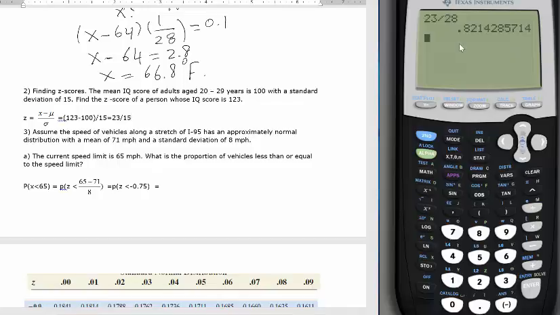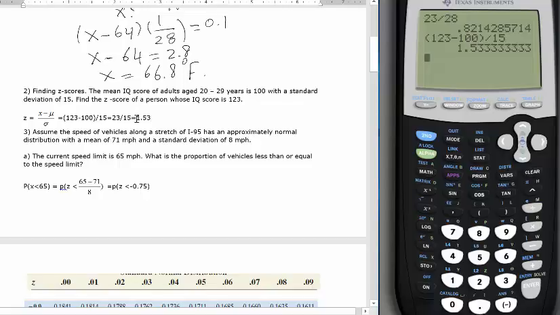If you want to do this on the calculator in one shot, make sure to use parentheses first. 123 minus 100, and then close parentheses, divide by 15. That would be 1.53. For z-score, you always have to round it to 2 decimal places, so that will be 1.53 in our case. What is the z-score? Oh, I'm sorry, I put it in the wrong place here. Right here. 1.53.